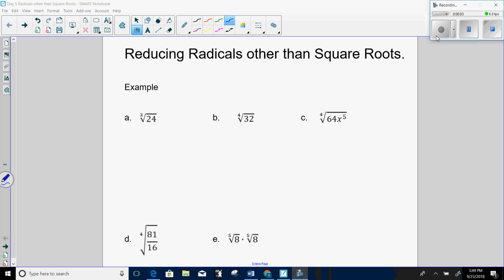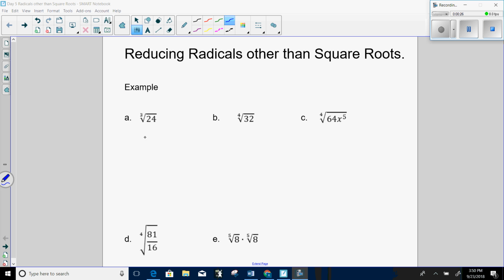Today's lesson is going to be about reducing radicals that are not square roots. It's very similar to the square roots. The difference is, notice this little symbol right out here. It's a cube root, which means I need three numbers that are the exact same instead of two numbers that are the exact same. So if I look at this here, I need a cube root of 24.